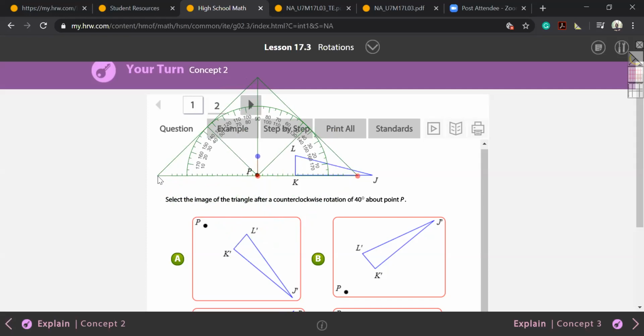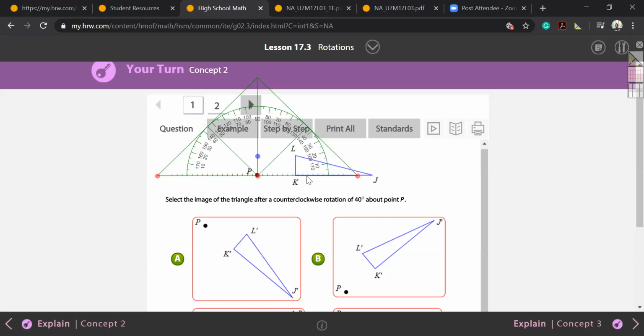Let's start counting now. Okay, 40. Now I have to use the outer measurement, because I adjusted my direction. I will search where is 40, this is 40. So my line will be somewhere in here. Let's see, is this counterclockwise? Yes, the points will be moving counterclockwise. Okay, and then I will put a point in here, and then my K prime, I will put a line in here. And then I will go and measure the distance between P and K.